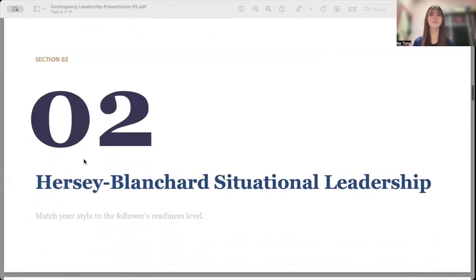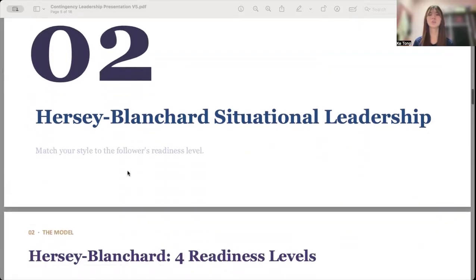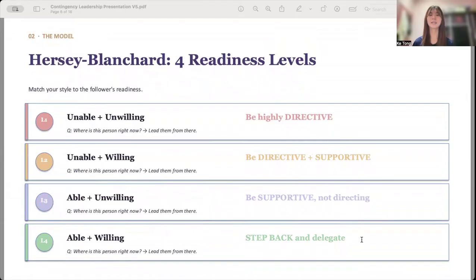So the first theory that we are going to discuss is the Hersey-Blanchard situational leadership model. This model's core idea is simple. The leadership style you use should match the readiness level of the person you are leading. They identify 4 levels of follower readiness.